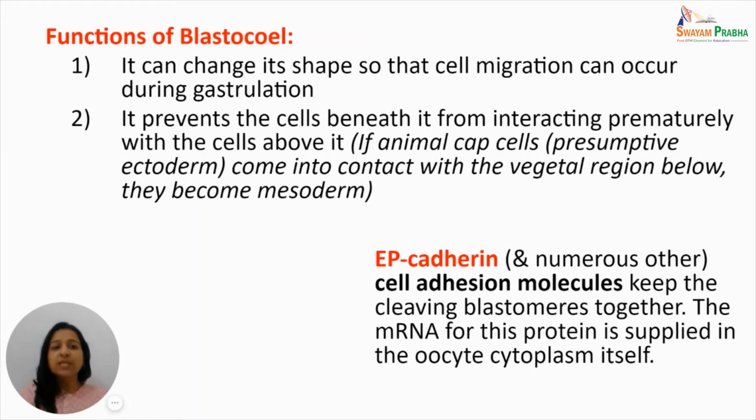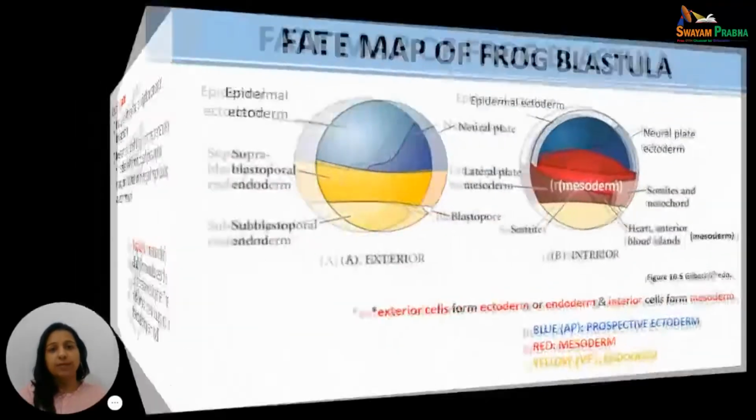What keeps the blastomeres together? It is the cadherins, predominantly the EP cadherin and numerous other cell adhesion molecules, which keep the cleaving blastomeres adhered together. The messenger RNA for this protein is supplied in the oocyte cytoplasm itself.